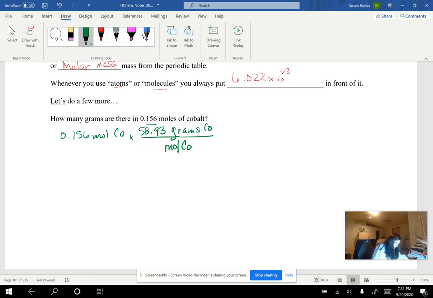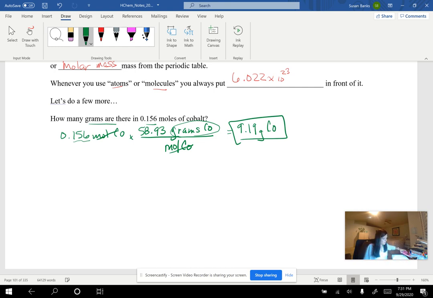So notice for my units, my moles of cobalt cancel out and I'm left with grams of cobalt, which is exactly what I want. So mathematically speaking, I'm going to take 0.156 and I'm going to multiply it by 58.93. Notice I have 3 sig figs here, so I can report 3 digits. So let's take some time to do this. 0.156, and we'll multiply it by 58.93. This will give me, with 3 sig figs, 9.19 grams of cobalt.